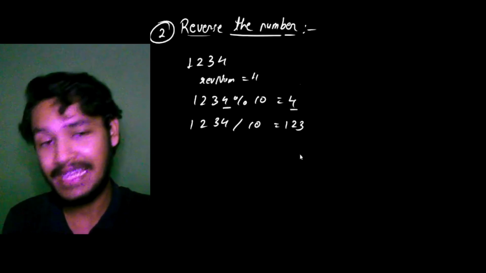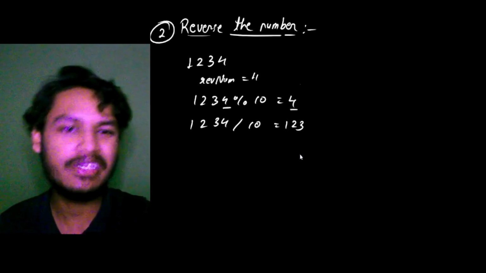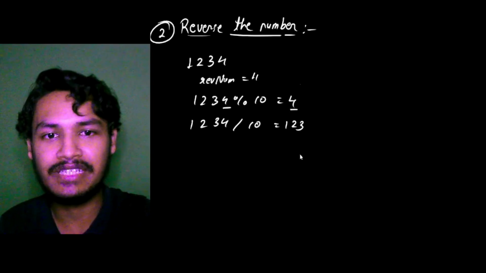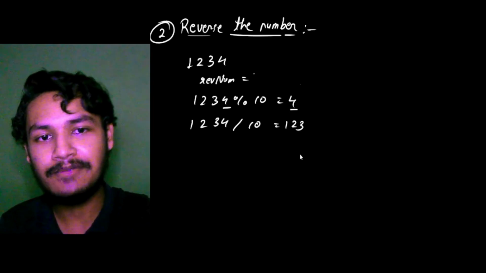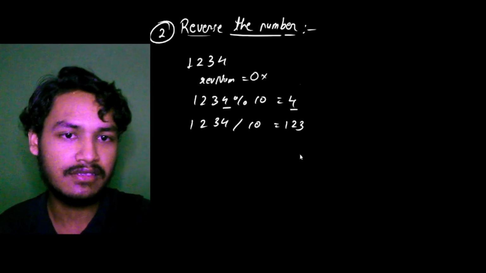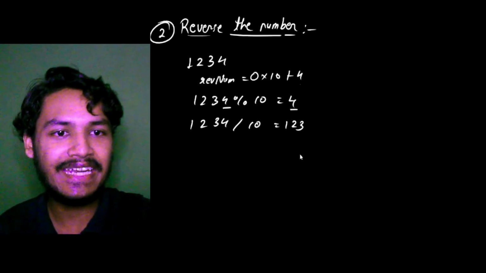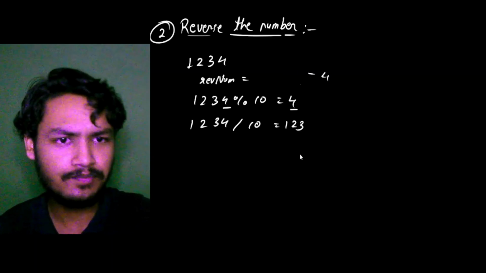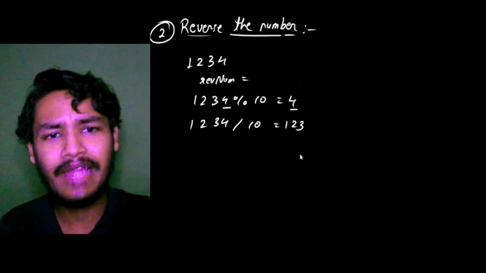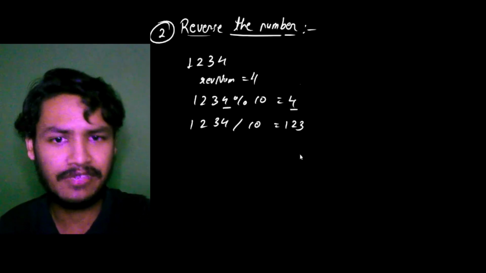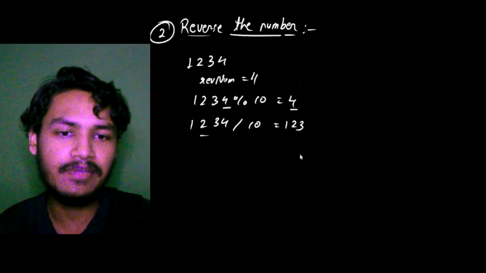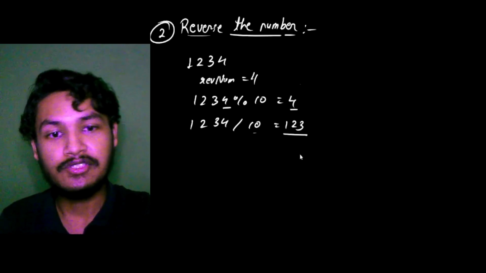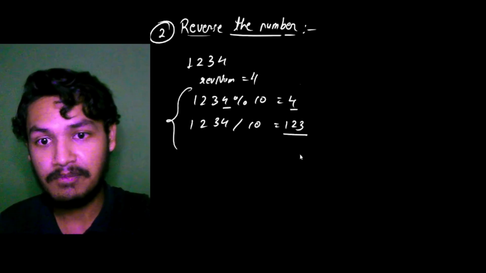I will not directly assign this extracted value to this reverse number. First of all, we will have 0. We will multiply this number with 10 and then we will add this last number. We will get 4. So after doing this, we will have 4 value in this reverse number, and then we have divided this number by 10 and our answer is 1, 2, 3. So here our first pass is completed.